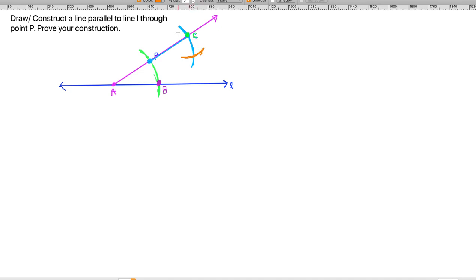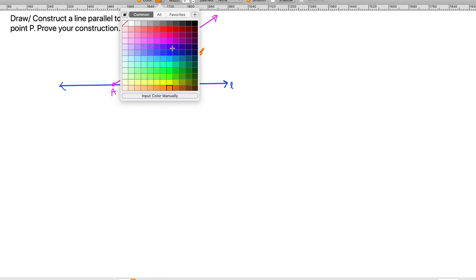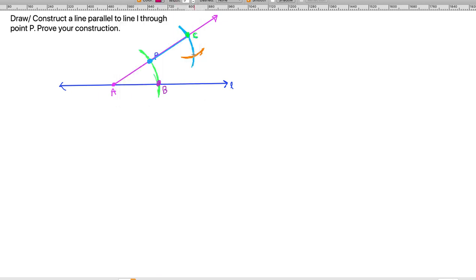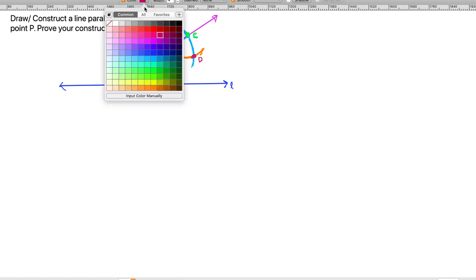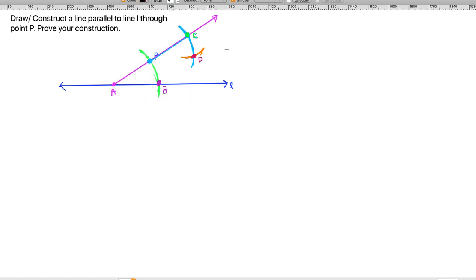Okay. And you'll see that this blue arc and this orange arc are going to intersect at some point. That point, you call it point D. Now my claim is that the line joining P and D is parallel to L. So I try to do it. It's not perfect, okay? But your drawing should be pretty close to being perfect, or it should be precise.